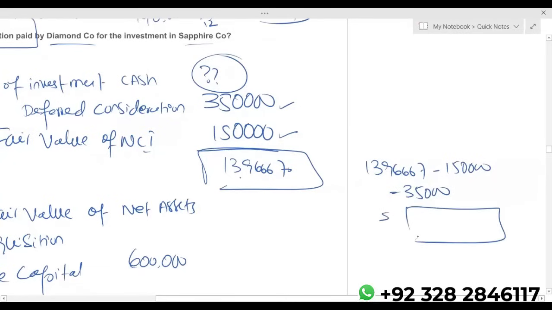A little bit concept is there, but I believe more maths is here in this question particularly. So 13,96,667 minus 1,50,000 minus 350. Students, I'm getting 8,96,667. This is your cash payment.